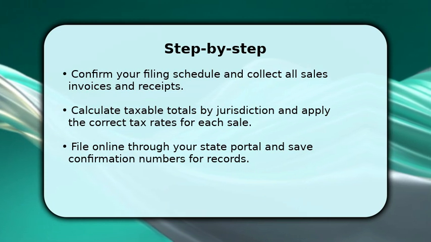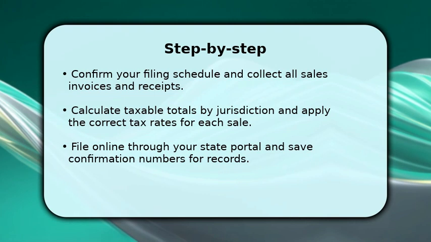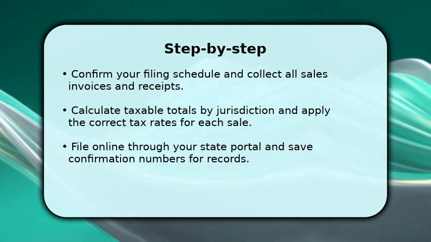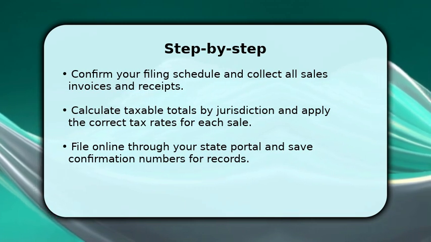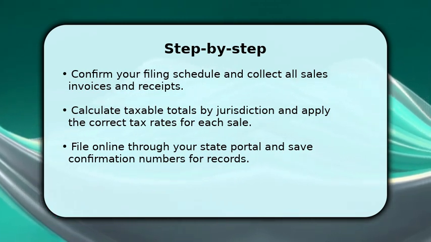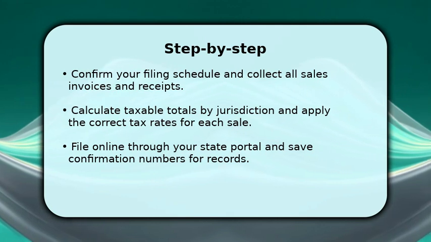Use accounting software or spreadsheets to compute totals and generate a draft return. Verify credits, exemptions, and earlier payments before submitting. File online through your state portal and save confirmation numbers for records. Ask an accountant if filing thresholds or nexus rules seem unclear.